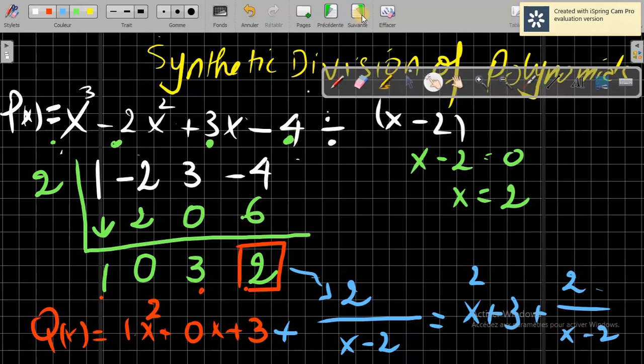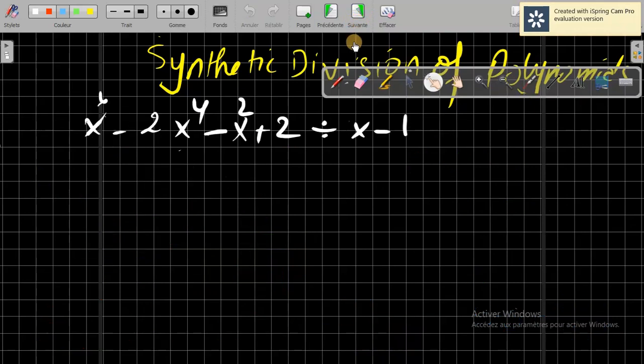Now, let's see the last example. The last example is to divide 6 minus 2x to the 4 minus x squared plus 2 by x minus 1. So again, I need to identify the coefficients. But before doing this, I need to talk to you about something.